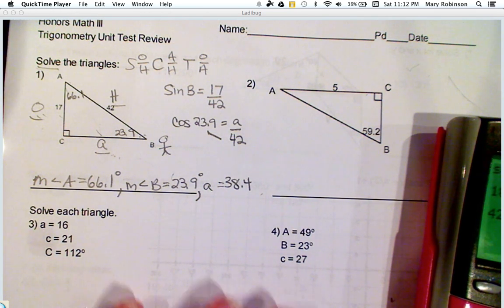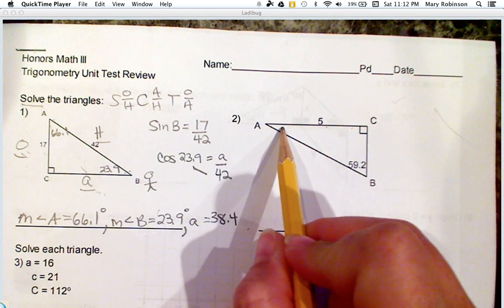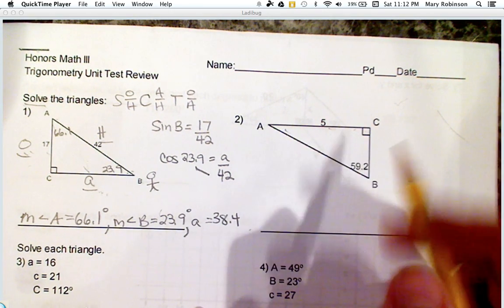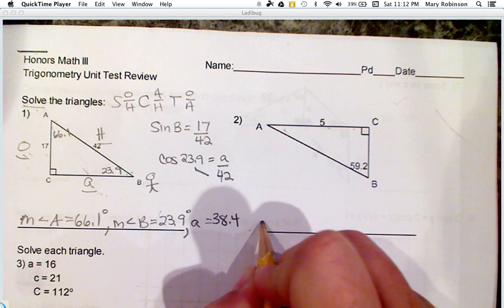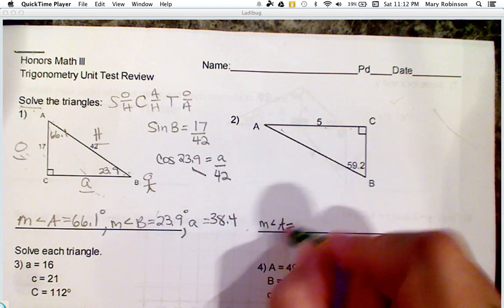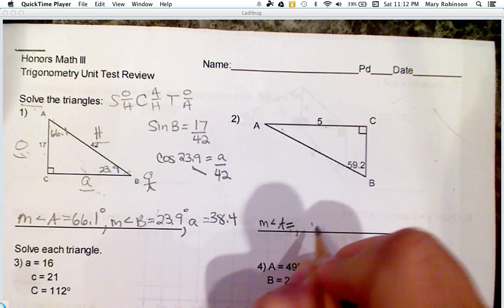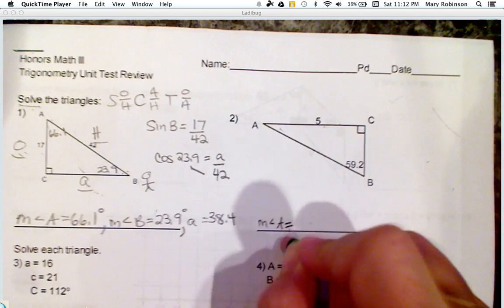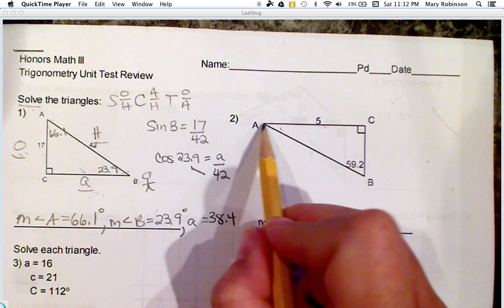If we take a look at the second one, we're given one side, and we know that we can find the third angle by subtracting from 180. Again, every time you're asked to solve, think, what do I need to find? I need to find the measure of angle A. I need to find side C. I need to leave some space. And I also need to find side A.